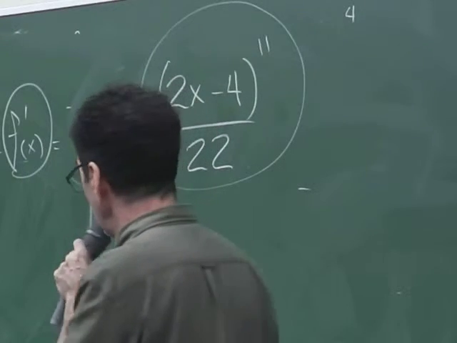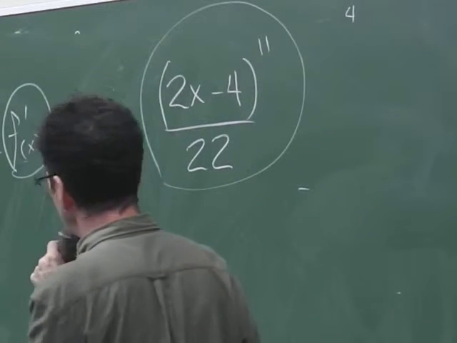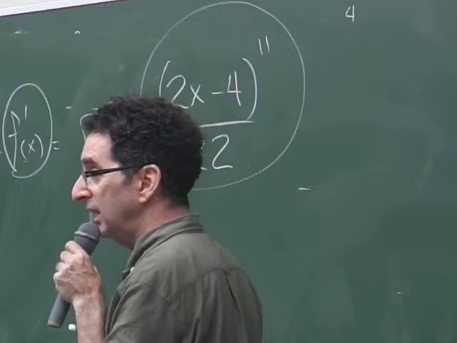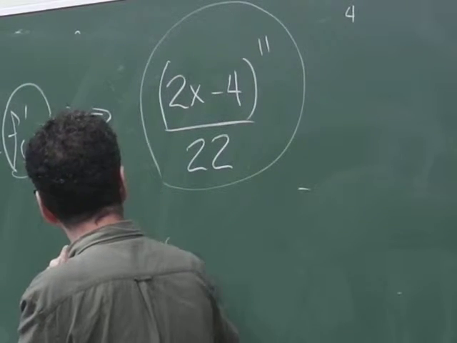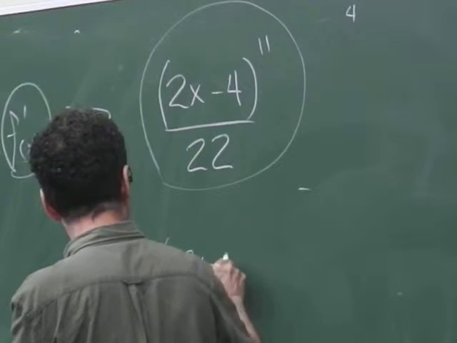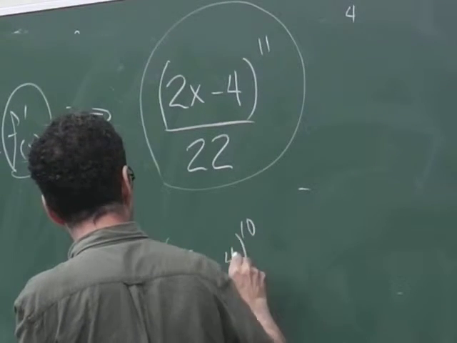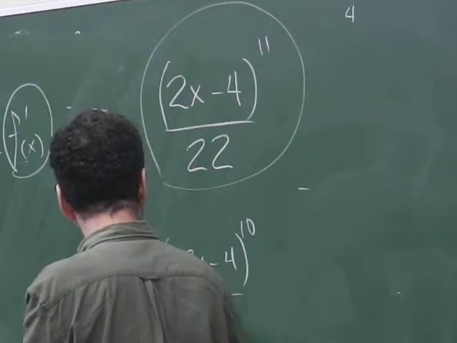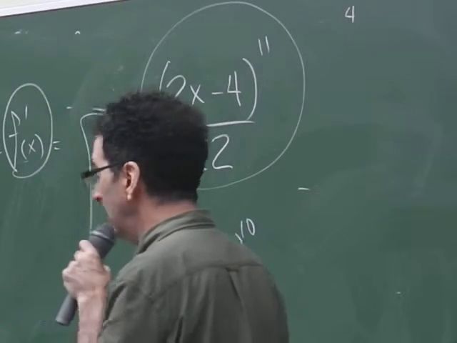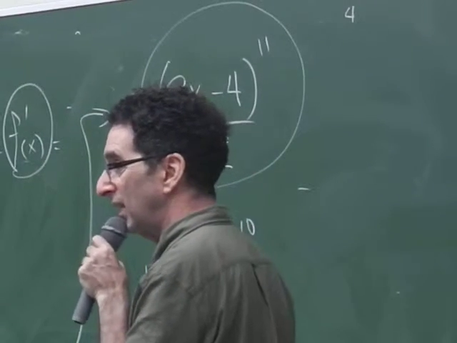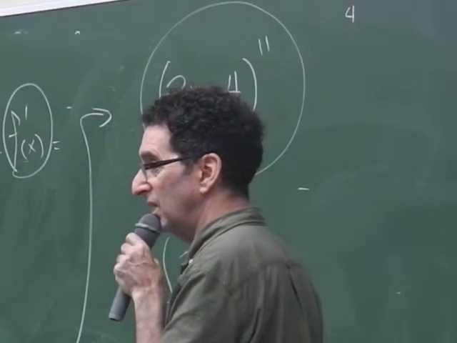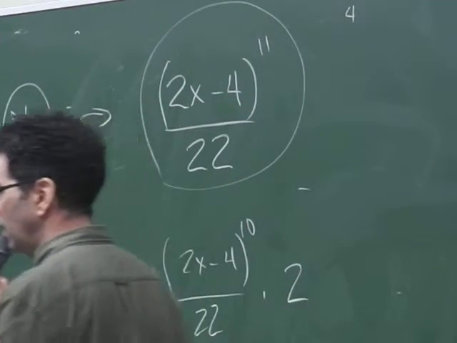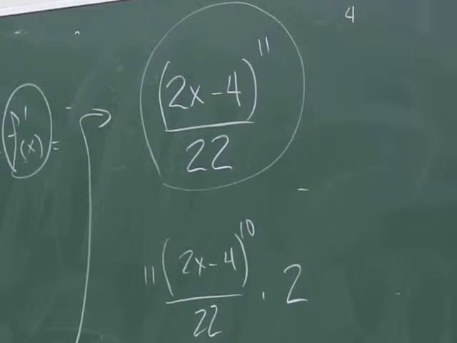Right. So the chain rule says the derivative of the outside function, and you put in the inside function. So that's 11 times (2x minus 4) to the 10th over 22. And then times the derivative of the inside function, times 2. Okay? Did it work? Yeah, hopefully it worked.